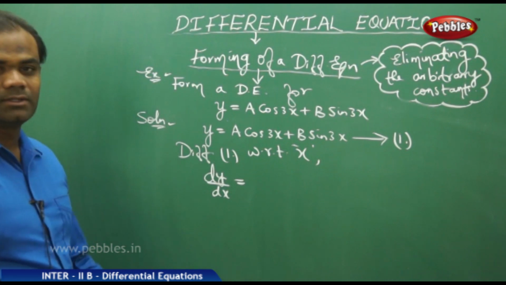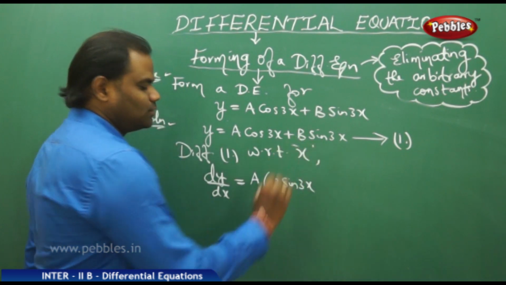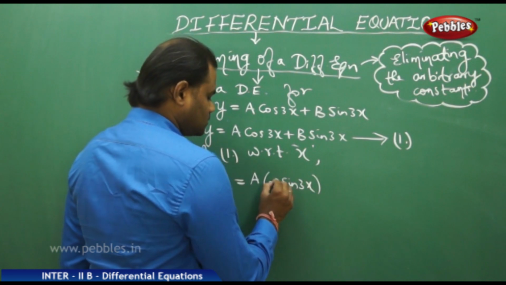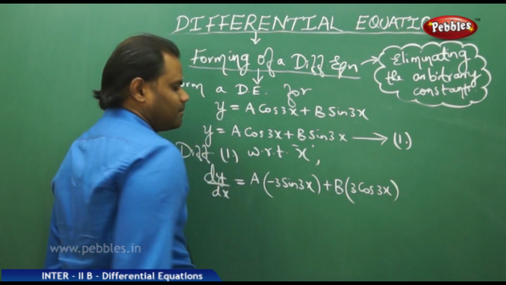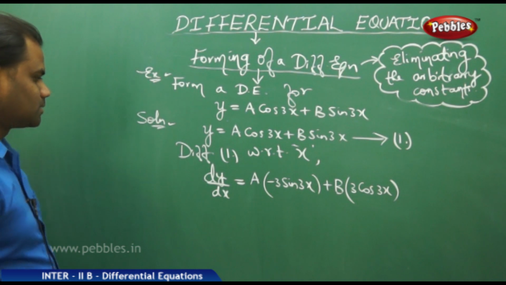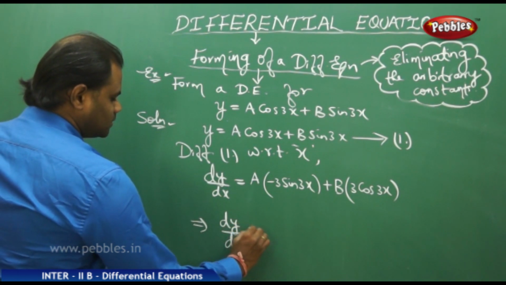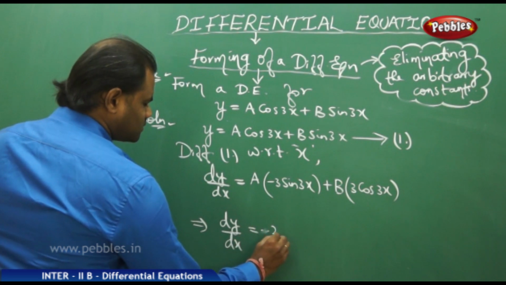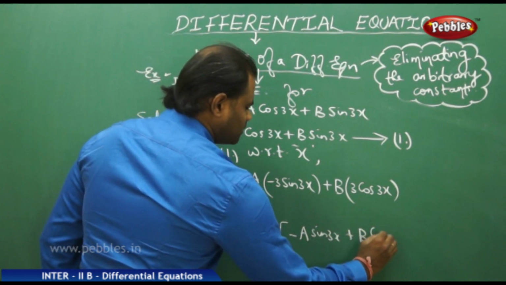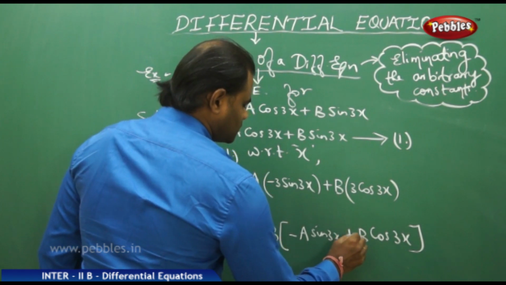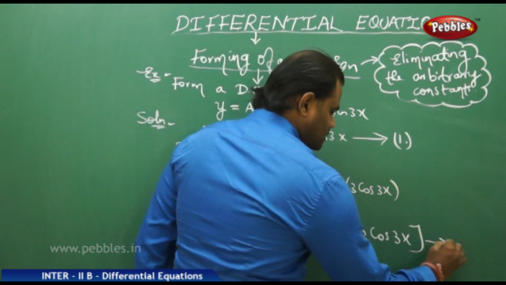dy by dx equals a times d by dx of cos 3x, which is minus 3 sin 3x using the chain rule. And this comes out as b times 3 cos 3x, again using the chain rule. Now this gives us dy by dx equals 3 times minus a sin 3x plus b cos 3x, which is what we get when we differentiate on both sides. Now let me take this as equation 2.